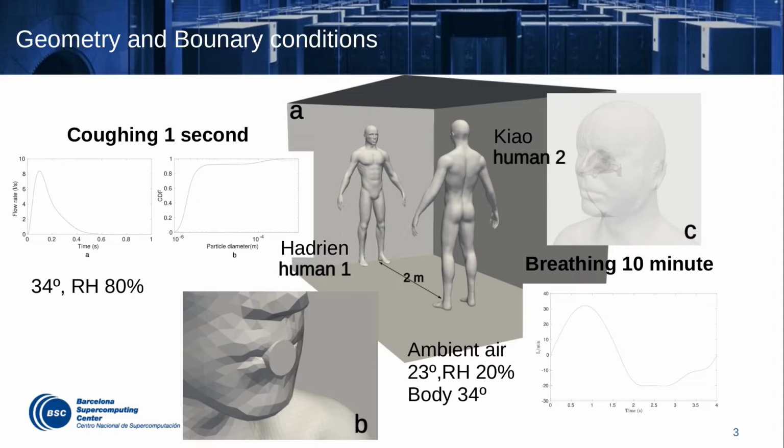Nasal cavity anatomy is included inside the second human, let's call him Xiao, and the breathing cycle is modeled during 10 minutes. The ambient environmental conditions are set to 23 degrees with a relative humidity of 20%. We also include the body temperature at 34 degrees to account for the thermal plume convection.